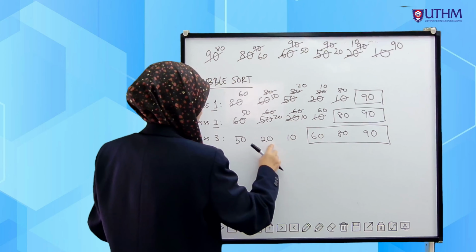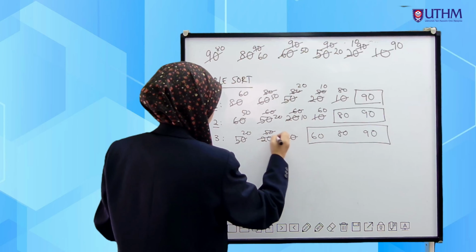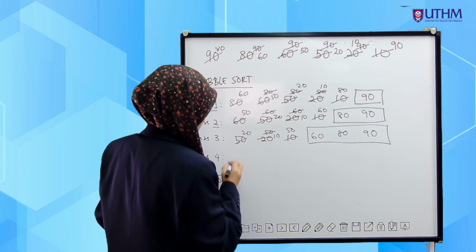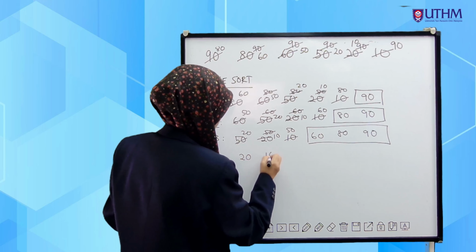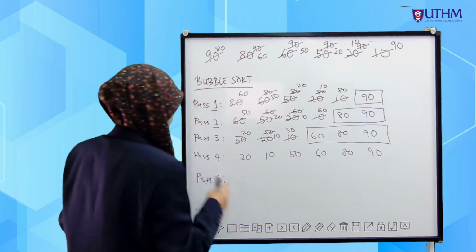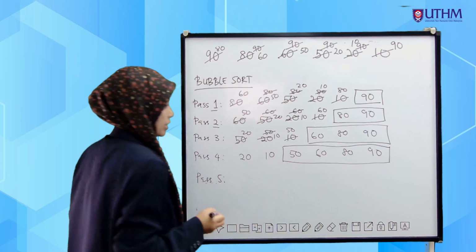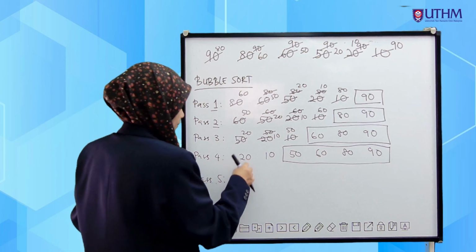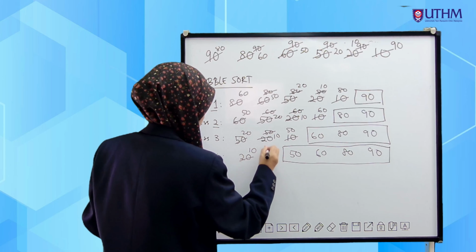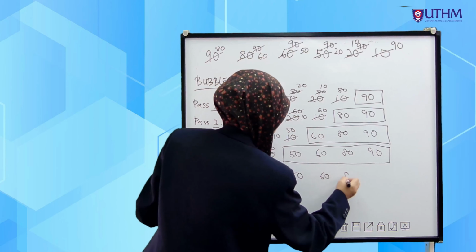Continue with the comparison. 20 and 50, yes. 50 and 10, yes. So eventually after the fourth pass, you have 20, followed by 10, 50, 60, 80, and 90. So after the fourth pass, definitely these 4 values are already in sorted order. Finally, 20 and 10, yes. So after the fifth pass, all of the values are already in sorted order.